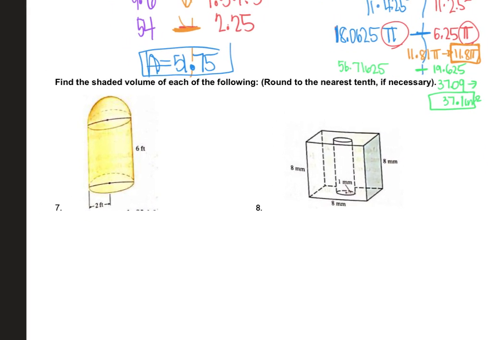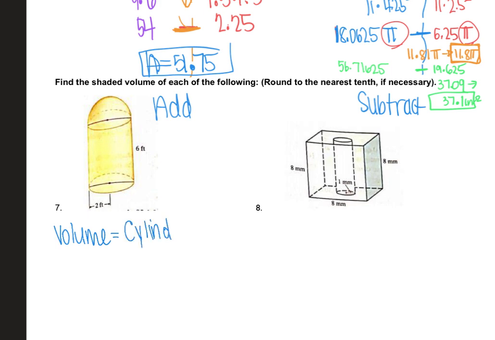All right, let's look at how we would do volume. We would do volume the same way. For this, I'm going to add, because it's two shaded figures put together. For this, I would subtract, because it's one figure taken away from the other. So for this one, I'm going to have the volume. I have to be able to pull apart these two shapes. I have a cylinder plus half of a sphere. Notice it's not a whole sphere, it's half of a sphere.